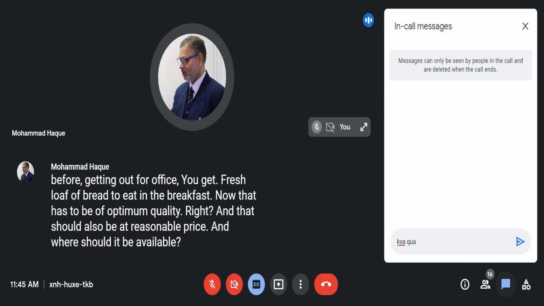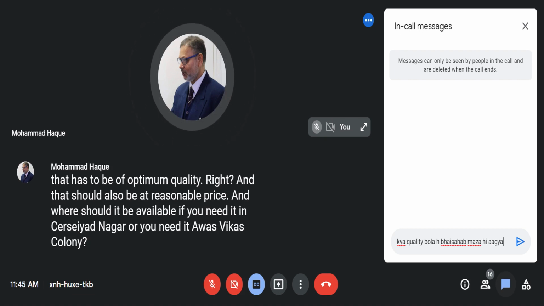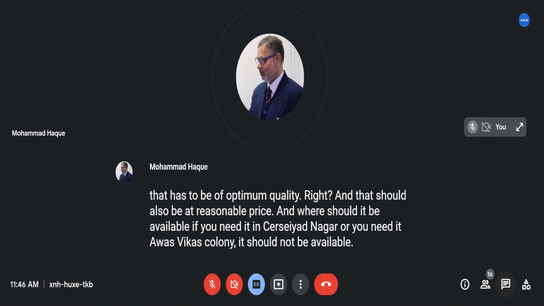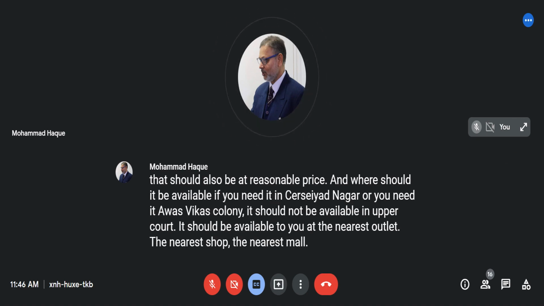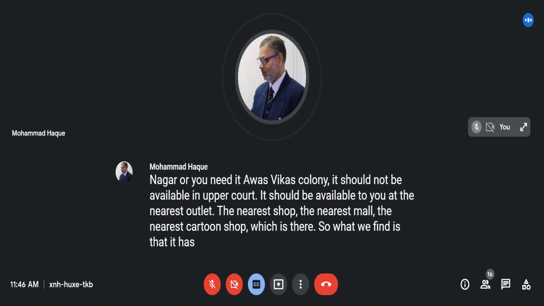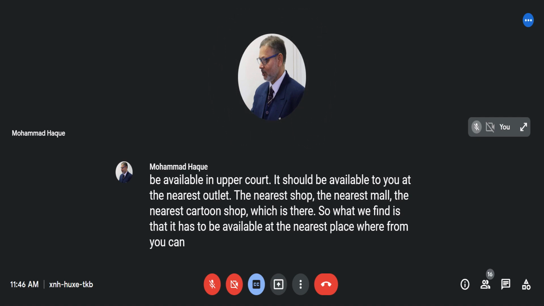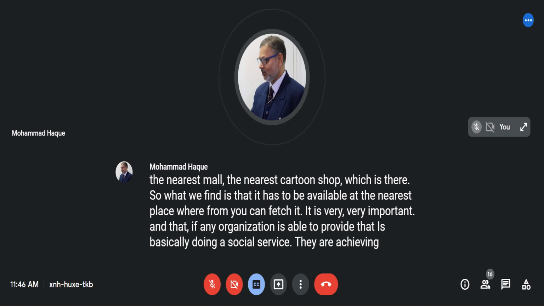And where should it be available? If you need it in Sir Syed Nagar or you need it in Awas Vikas colony, it should not be available in a far-off place. It should be available to you at the nearest outlet, the nearest shop, the nearest mall, the nearest Fortune shop which is there. So what we find is that it has to be available at the nearest place from where you can fetch it. That is basically doing a social service. They are achieving the target.